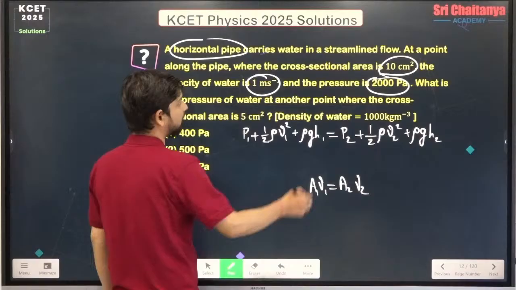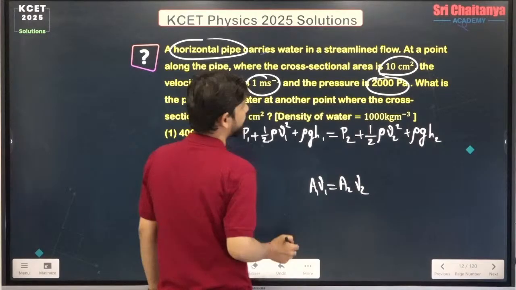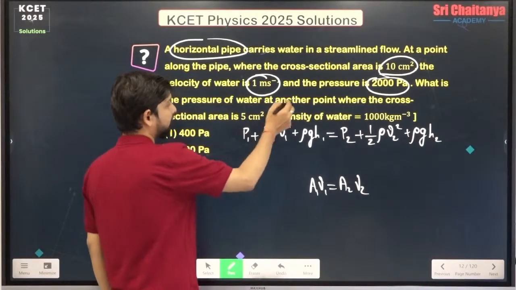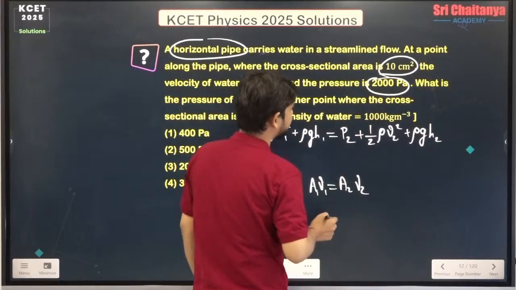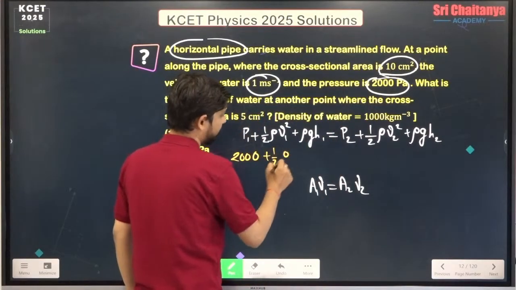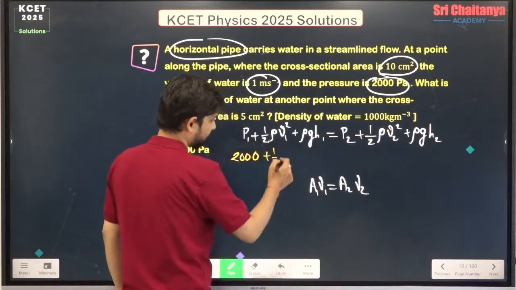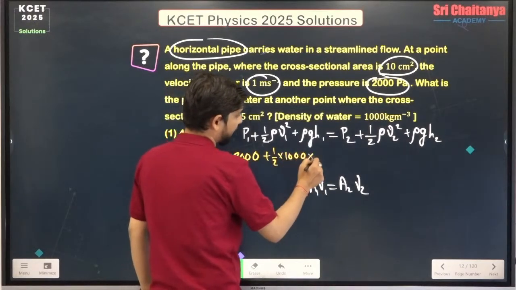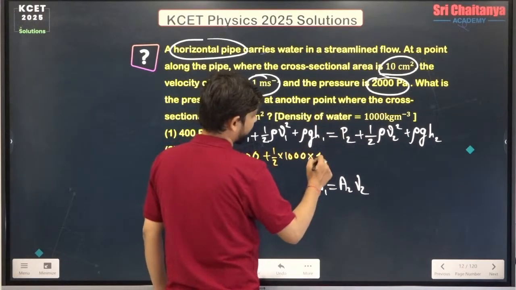We know that the cross sectional area is 10 centimeter square. The velocity is 1 meter per second, and the pressure is 2000 Pascal. So pressure is given as 2000 plus half rho. Rho is given as 1000, and V1 square. V1 is 1 meter per second.